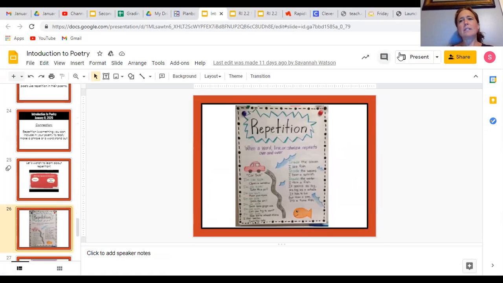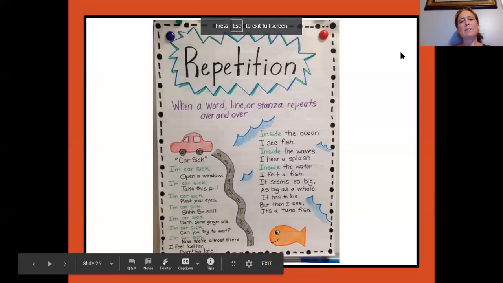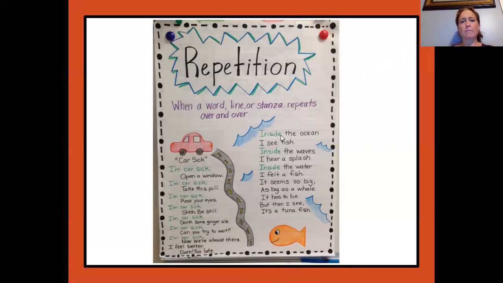Okay, so this is our anchor chart for repetition. Repetition is when a word, line, or stanza repeats over and over. Here's an example in this poem called Car Sick.